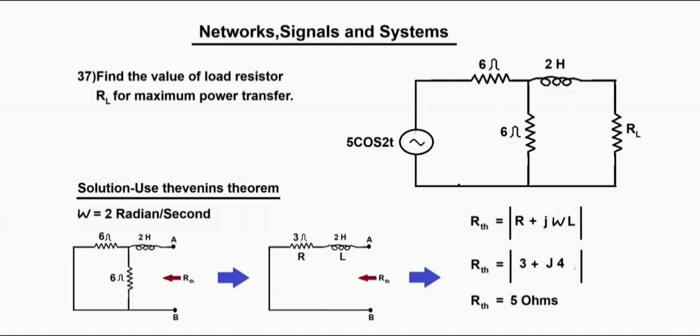So RTH equal to amplitude of R plus j omega L. So RTH equal to amplitude of 3 plus j4. So for maximum power transfer, load resistance RL equal to RTH equal to 5 ohms.